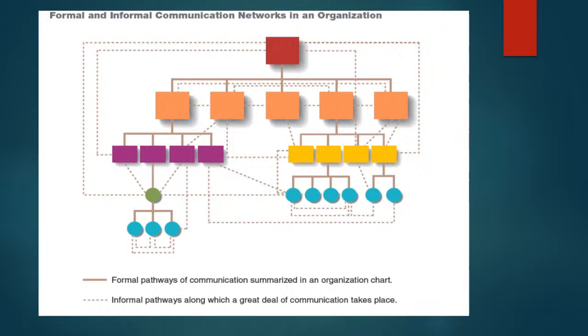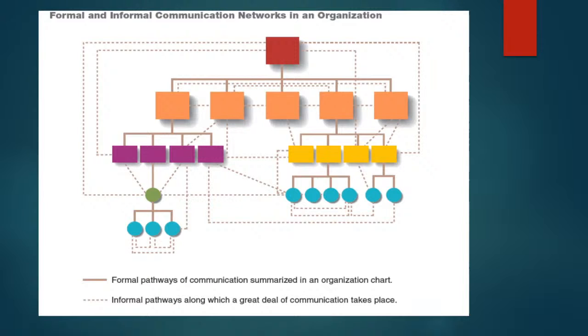And this informal communication is indicated by dotted lines, as you can see in this slide. The dotted lines represent the informal communication and the straight lines represent the formal communication. So both formal and informal communication take place in organizations and both are important. But as I told you earlier, the trend in different modern organizations is that they are more inclined towards informal communication at the different organizational levels.